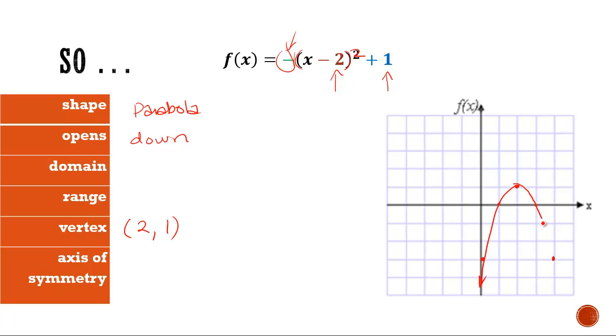So I didn't even have to plot any points. I was just able to use the properties to graph it. What's the domain? Domain is everything, because all real numbers can be input into x. However, only numbers up to and including 1 are being output. And the axis of symmetry is always determined by the x value of your vertex, which in this case is 2. So x equals 2.